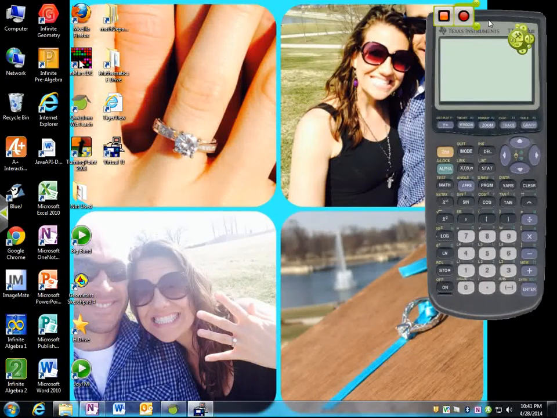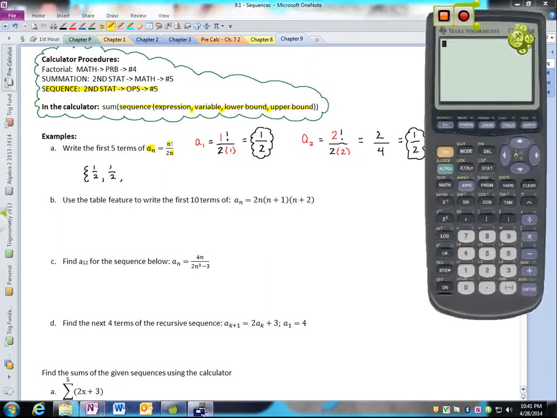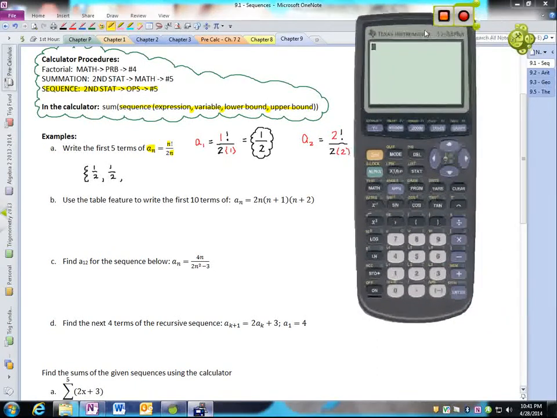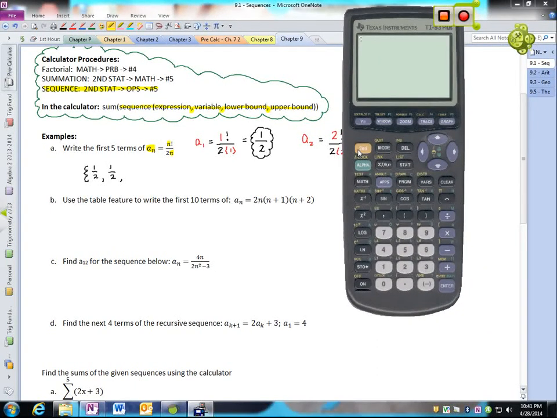The first thing that I want to do here in my calculator is make it say the word sequence, because in this formula here, I need the word sequence, S-E-Q is what's going to pop up. To get it to say sequence, S-E-Q, I'm going to have to go to second, stat, arrow over to ops, and grab the number 5. So let's see what that looks like on our calculator. I have second, stat. I'm going to arrow over to the word ops here, and I want to go down to the number 5 to get my sequence button.